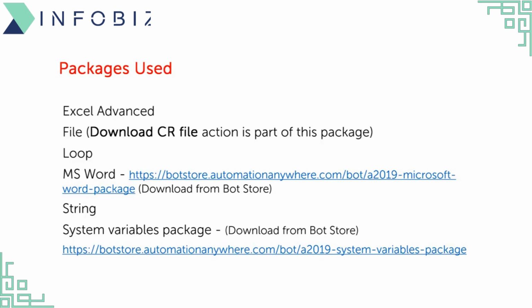Excel Advanced, since we are working with an Excel spreadsheet. File package. The action Download CR File is part of this File package. And then we are also going to use Loop. MS Word. This is a package which is available from the bot store. This MS Word package bot code is shared along with this tutorial. And we are also going to use the String and System variables packages.